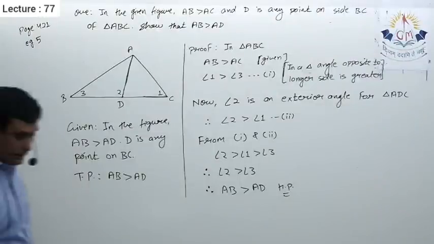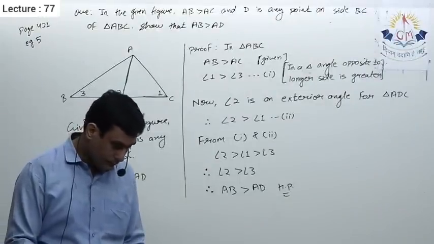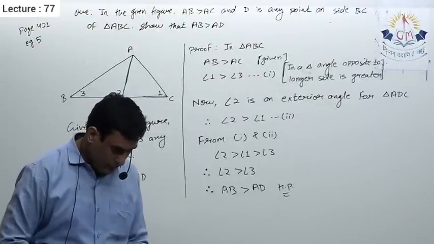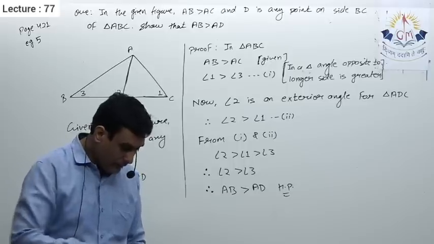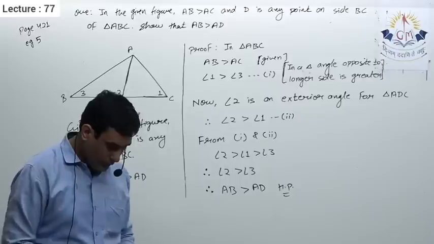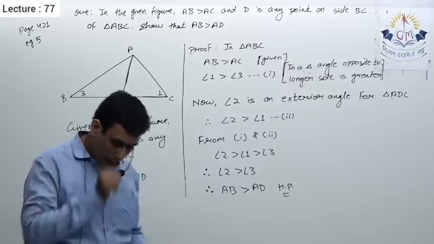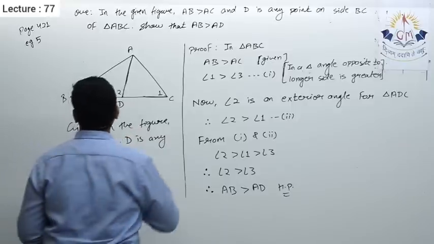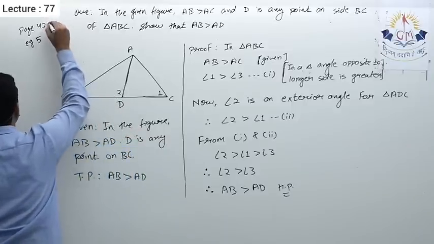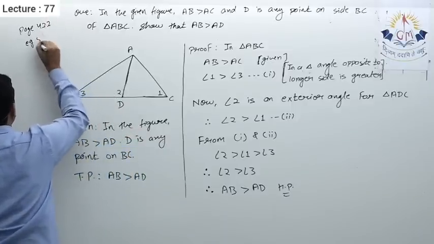Okay, now let us see the next question. That is example number 8 from page number 422. Show that the sum of all three altitudes of a triangle is less than the sum of three sides. Page number 422, example number 8.